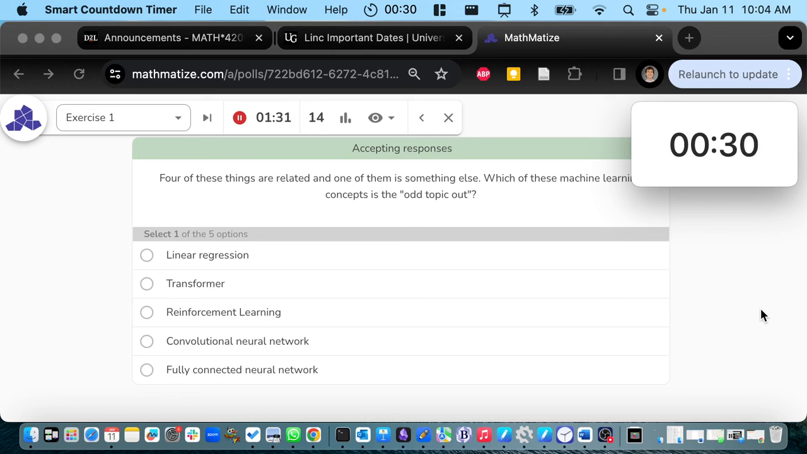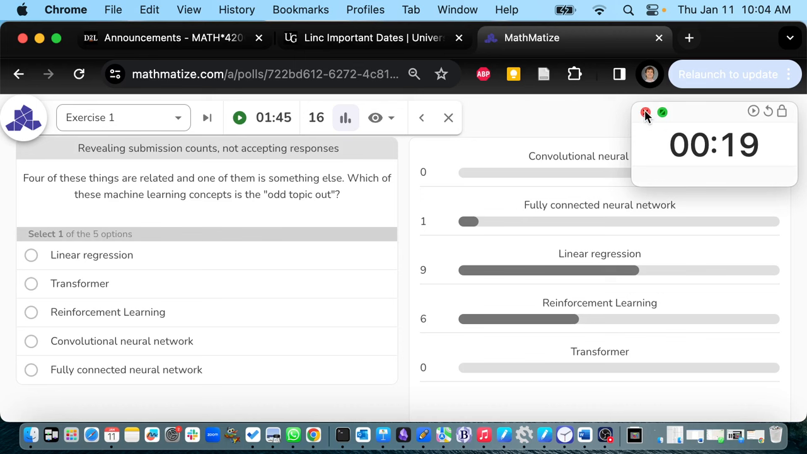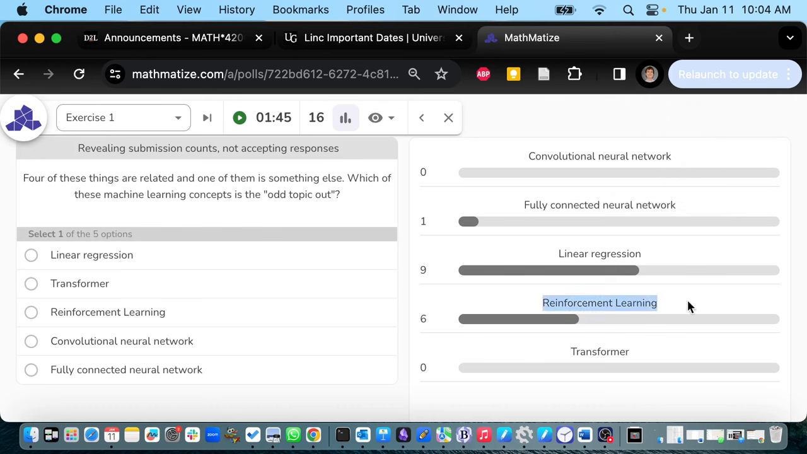Okay, we're waiting for 2 people. Should we give them the full 30 seconds? Okay, 1 person. Let's see what people said. This time, 9 people are on linear regression. 6 people are on reinforcement learning.